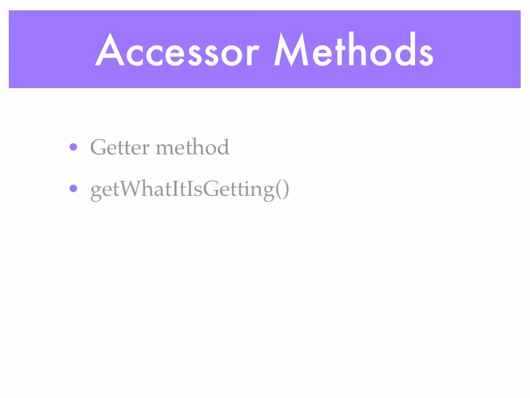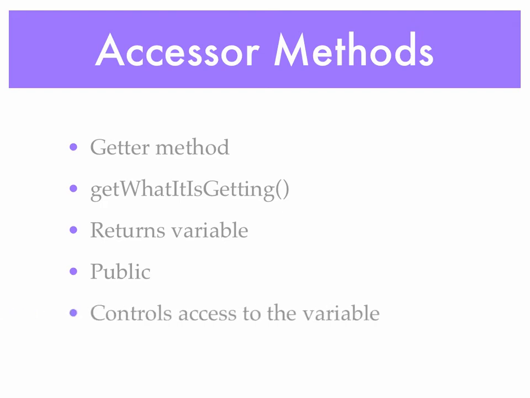Now, by convention, we name getter methods get and then whatever they're getting. Getter methods do not expect arguments to be passed into them. Getter methods are always called by an instance of the class in which they reside. They return back a variable, the value stored in an instance variable space. They are always public, thereby accessible from outside the class in which they reside. If they're private, they are of no use. They're always public. And they allow us to control access to a variable.